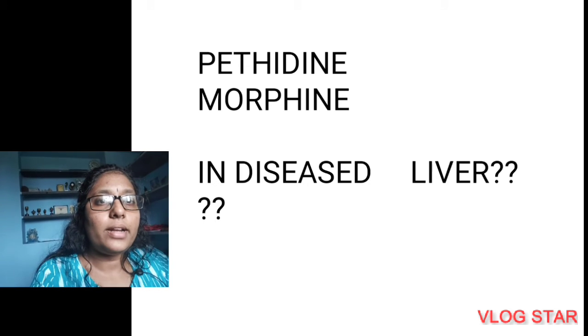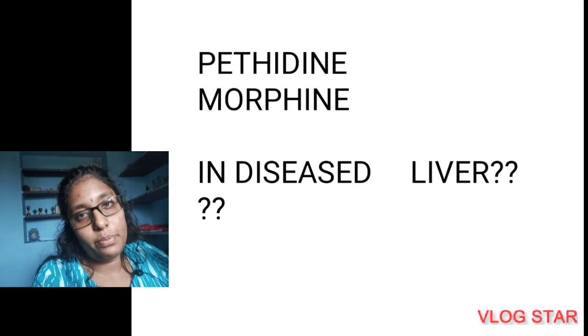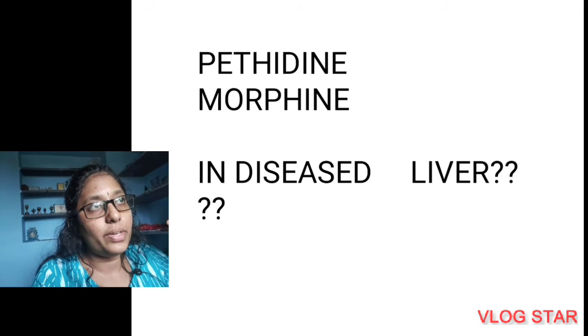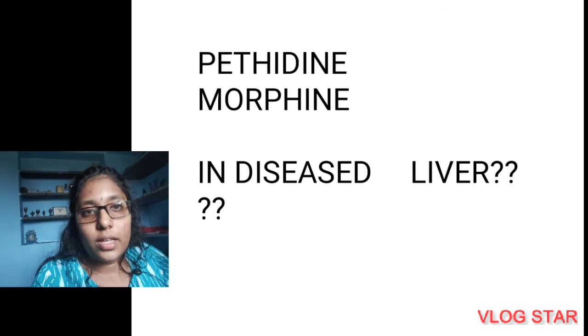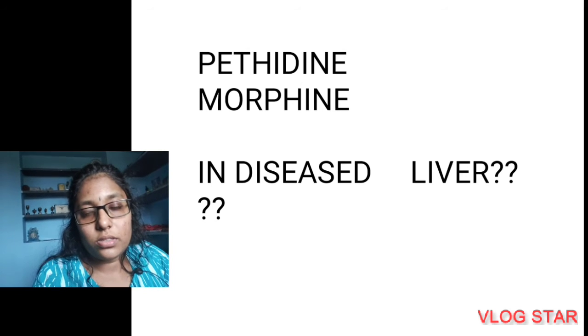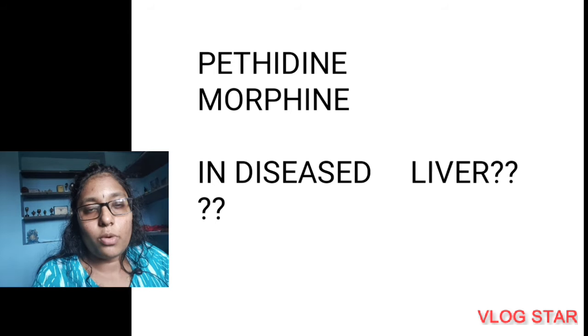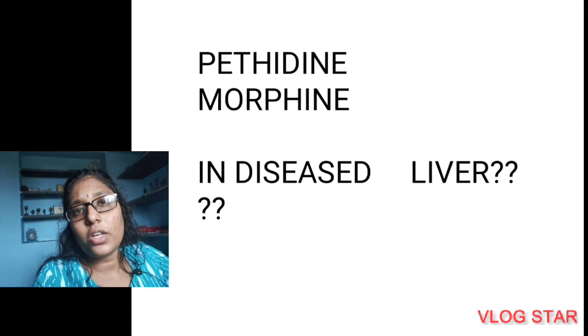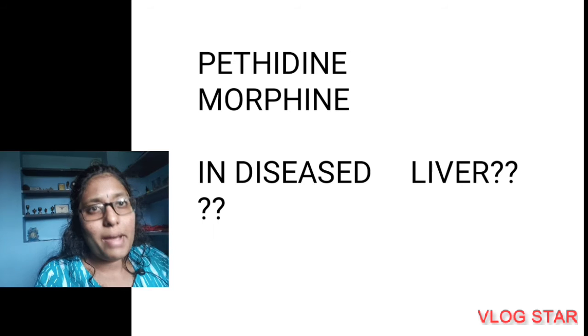So what happens in diseased liver patients? There will be no metabolism. There will be no metabolizing enzymes. So what happens when pethidine and morphine are given to diseased liver patients? There will be no metabolism, so there will be no excretion. They will show a longer duration of action, dramatically longer.